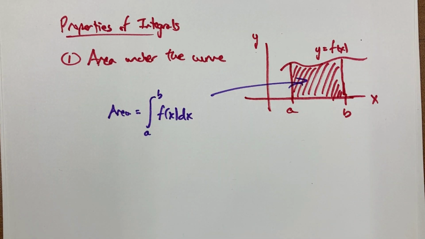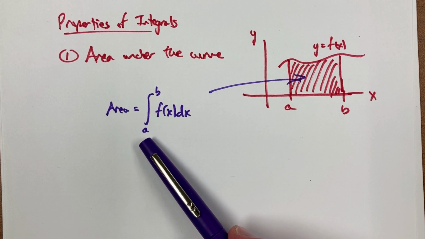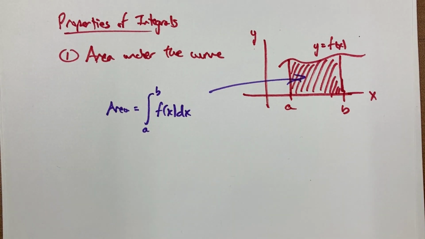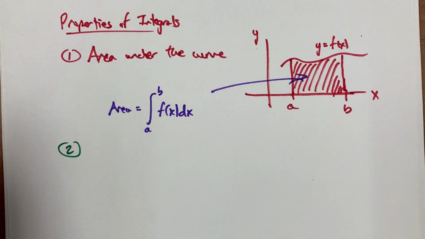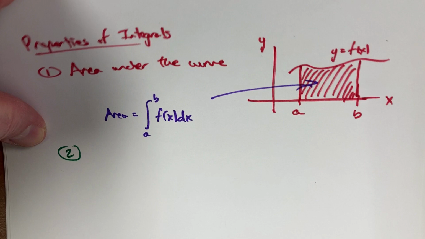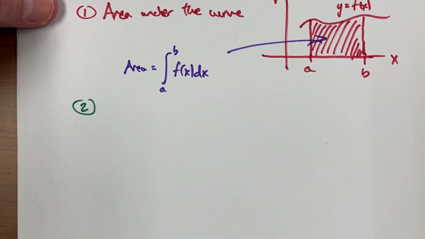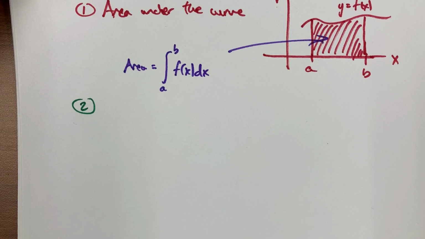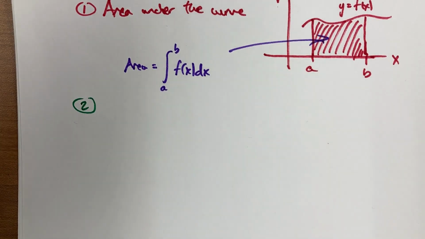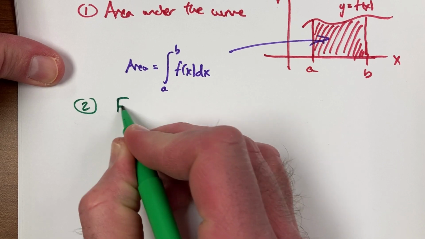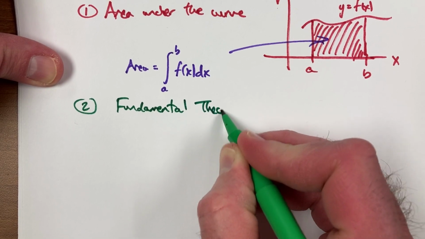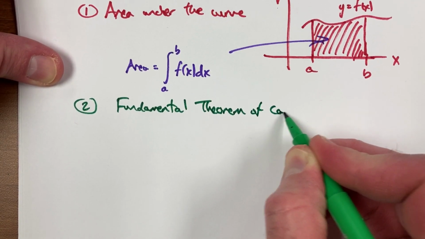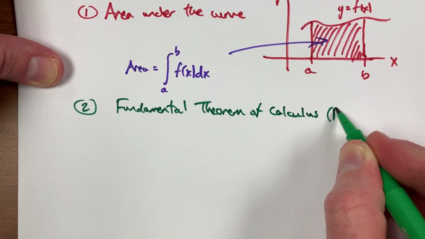But this does beg a question. How do you figure out what the area is? I mean, it's one thing to just write down a symbol and say, hey, that's the area. But how do you figure out what it is? What's the main theorem to use to figure out what the area equals? It's got a name. Do you want to say? Fundamental theorem of calculus. Fundamental, sounds pretty important. Fundamental theorem of calculus, or FTC for short.